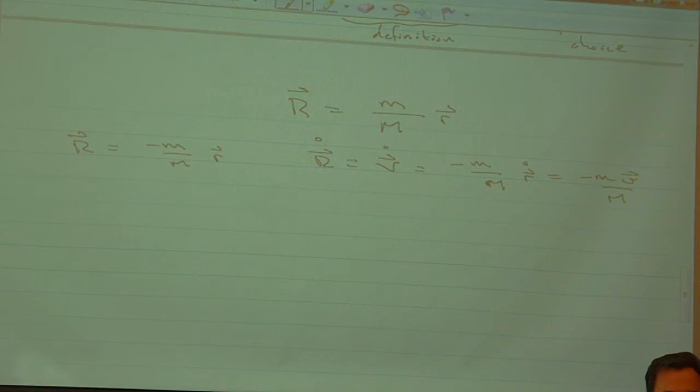If you take the time derivative of this relationship, we find that the velocity of the big object is small compared to the velocity of the little object by the ratio little m over big M.